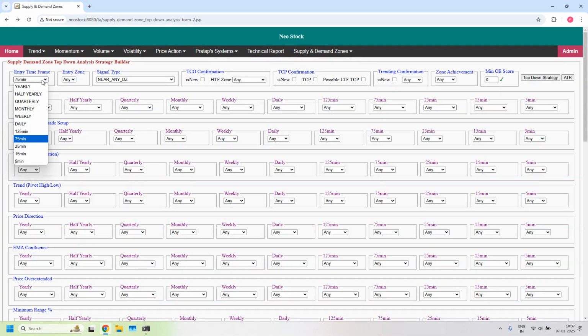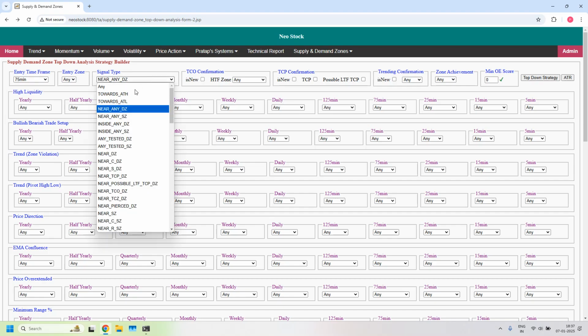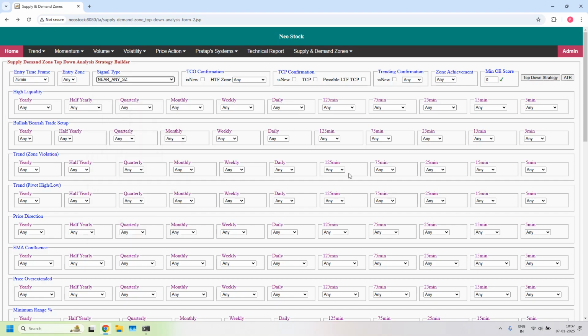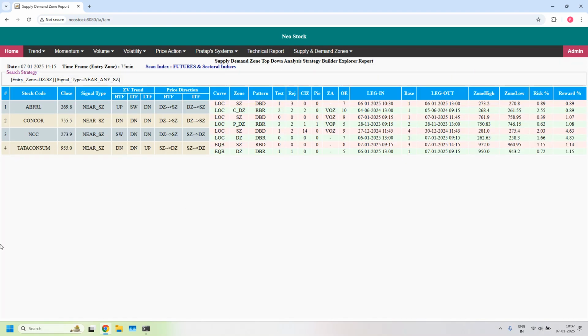Next 75 minutes time frame, stocks near 75 minutes supply zone. We got 4 stocks. Any high liquidity supply zones? No, we don't have any high liquidity 75-minute supply zones from this list.